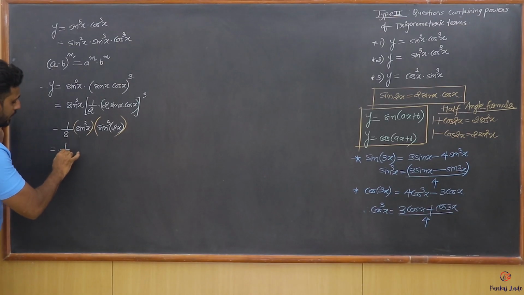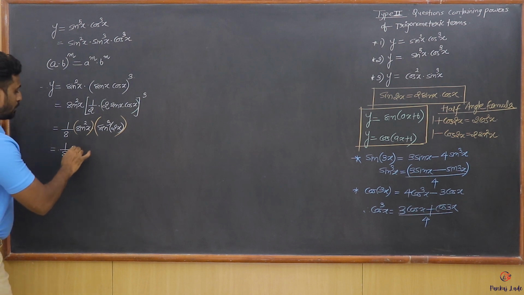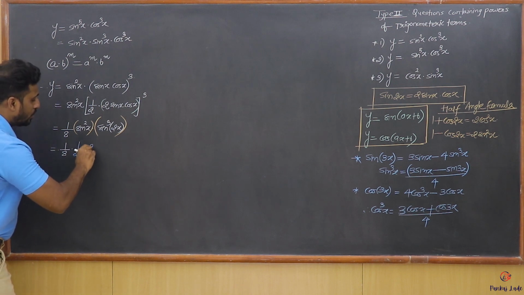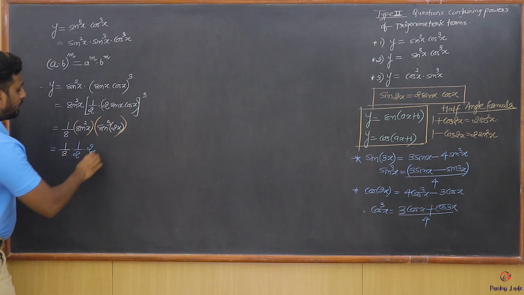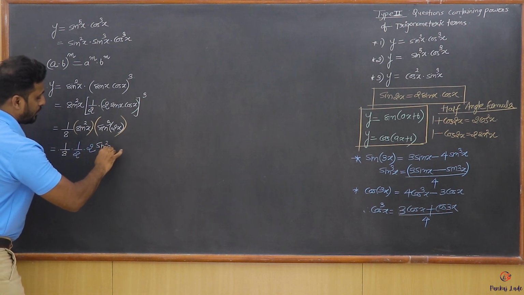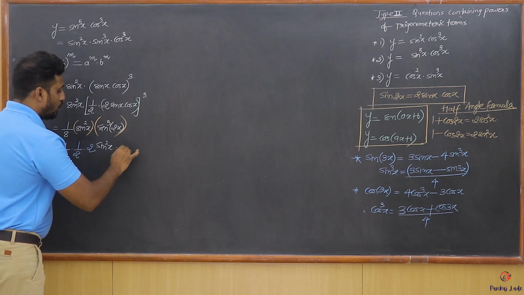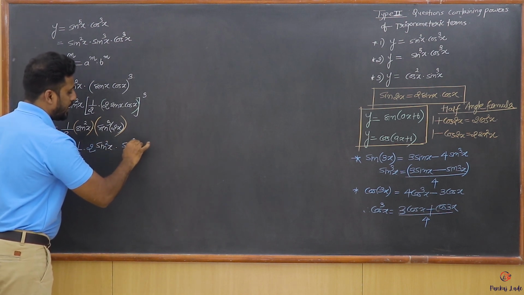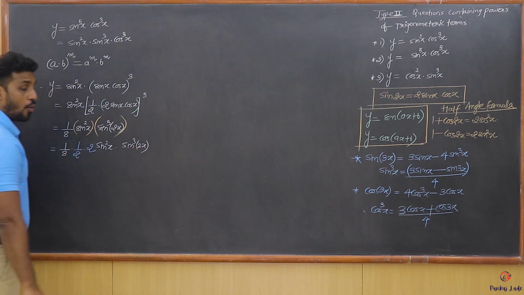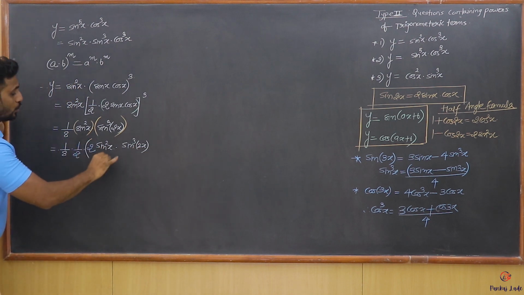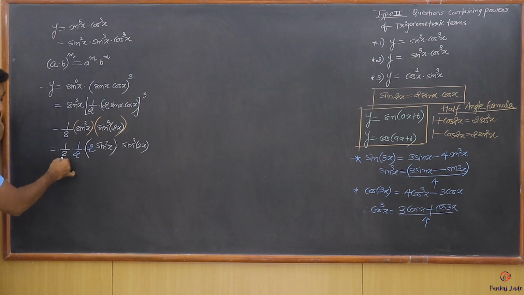I have this 1 upon 8, isn't it? This sine square x needs a 2. So let's bring a 2. So I can write 1 upon 2 into 2 sine square x, isn't it? And then you have this sine cube 2x. So initially let's write sine cube 2x, and in the next step I'm going to change it to the formula. So now tell me, what is 2 sine square x? What happens to 2 into 8? It becomes 16. So I write 1 by 16.